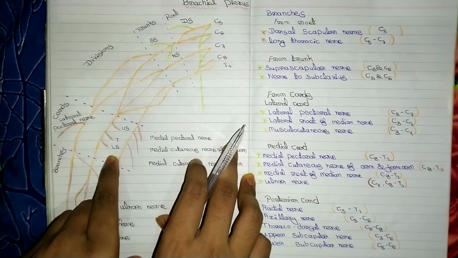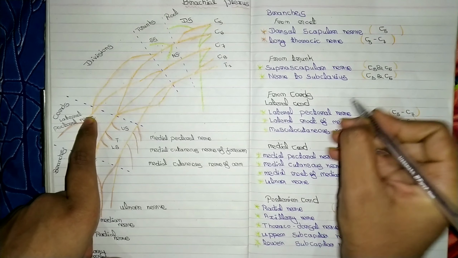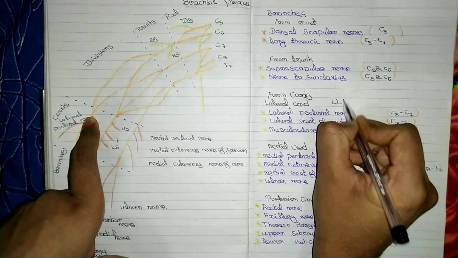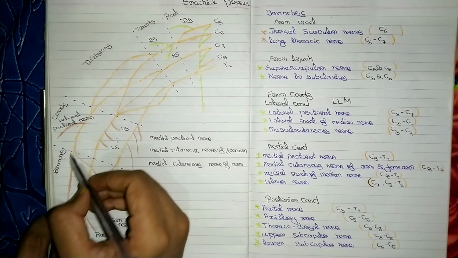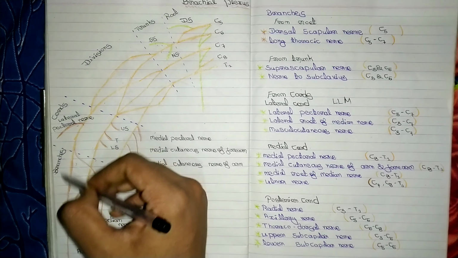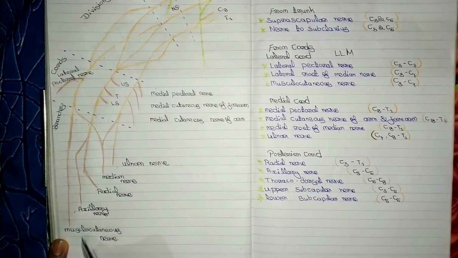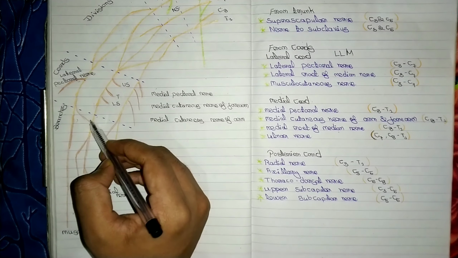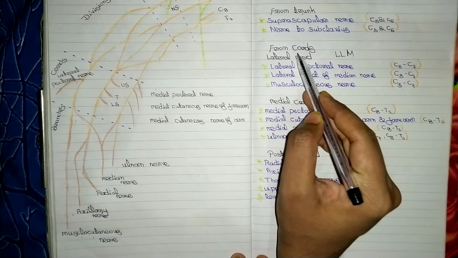From the lateral cord, there are 3 branches. We can remember them through the mnemonic LM: the lateral pectoral nerve, the lateral branch of the median nerve, and the musculocutaneous nerve. L and M. So the lateral pectoral nerve, the lateral branch of the median nerve, and the musculocutaneous nerve arise from the lateral cord.